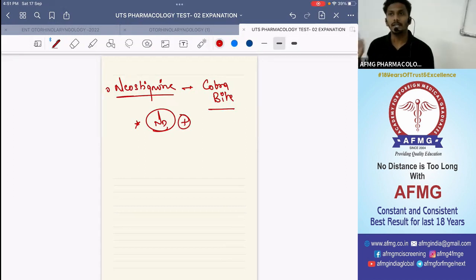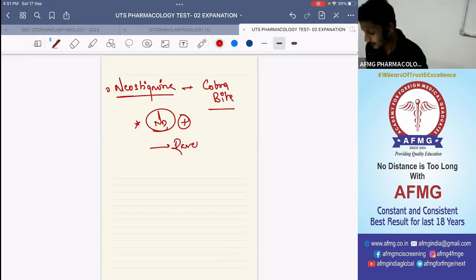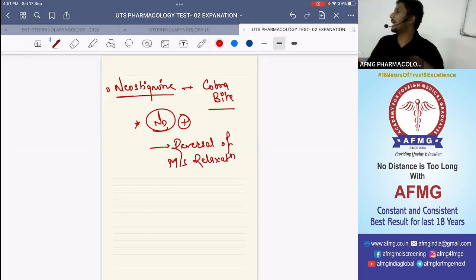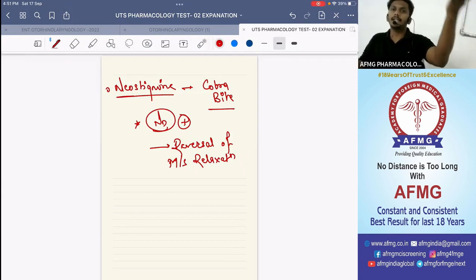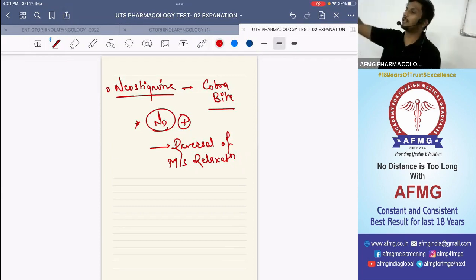No issues with this, anybody? That is the first indication. Second, it is also used for the reversal of muscle relaxants. So usually before surgery, we use muscle relaxants, depolarizing muscle relaxants like succinylcholine, or non-depolarizing muscle relaxants like atracurium, pancuronium, D-tubocurarine, though not used nowadays, but all of these agents.